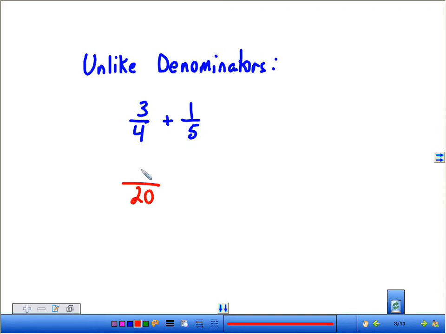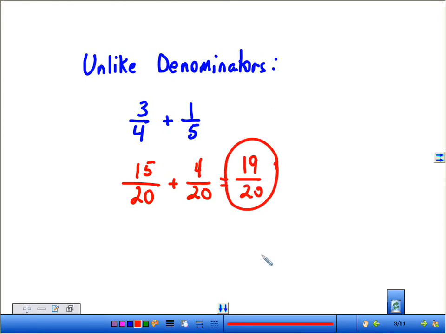4 goes into 20 5 times. 5 times 3 is 15. These two fractions are equal. 5 goes into 20 4 times. 4 times 1 is 4. These two fractions are equal. So now just add your numerators and write your denominator one time.